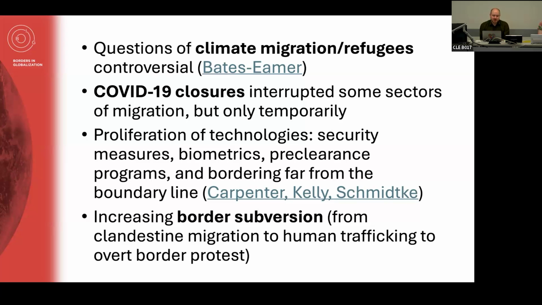The world has pretty much bounced back from the COVID-19 closures of 2020 and 2021. There was a significant interruption in some sectors of migration, but it was only temporary, as the mobility of people across borders has jumped back right away and continues to increase. The numbers continue to increase. During the COVID closures, the only real flows of people across borders were tourism travel and international students. Refugee claims dropped, and economic migrants dropped.